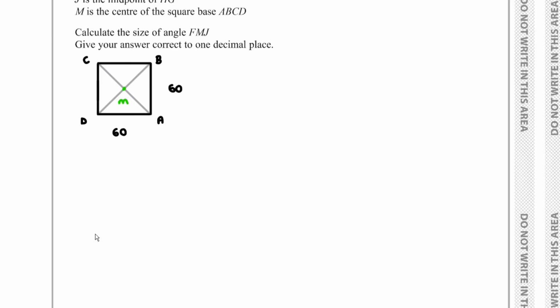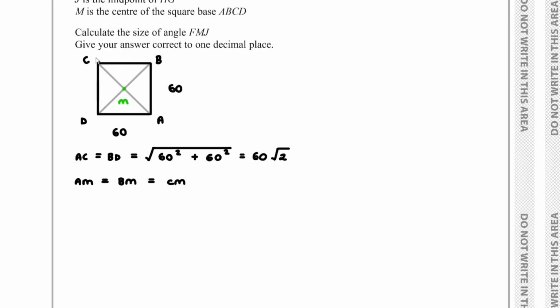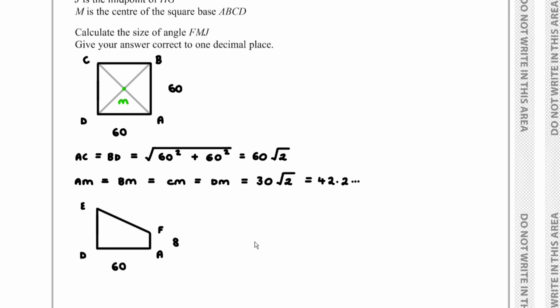So what we can do to begin with is find out what AC is, and that will also equal BD, and that's equal to the square root of 60 squared plus 60 squared, which is 60 root 2. And therefore, AM, which is also equal to BM, CM, and DM, is equal to half of 60 root 2, which is 30 root 2. As a decimal, that's 42.2, etc.